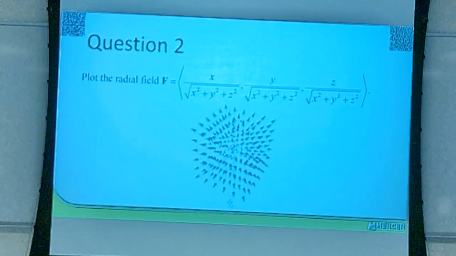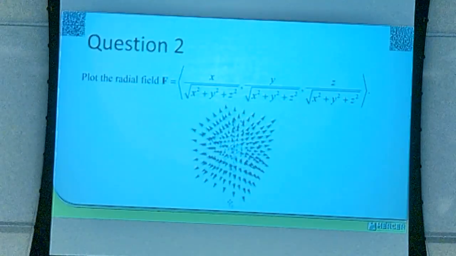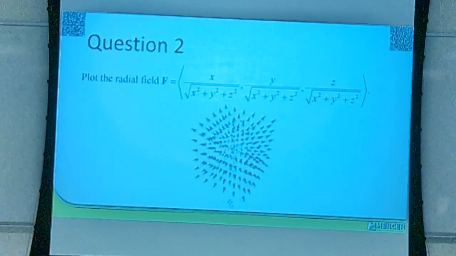So what do you notice about this particular vector field? Right, it's a radial field. What do you notice about all the vectors? They're pointing away from the origin, right? It would still be a radial field if they were pointing in, right?